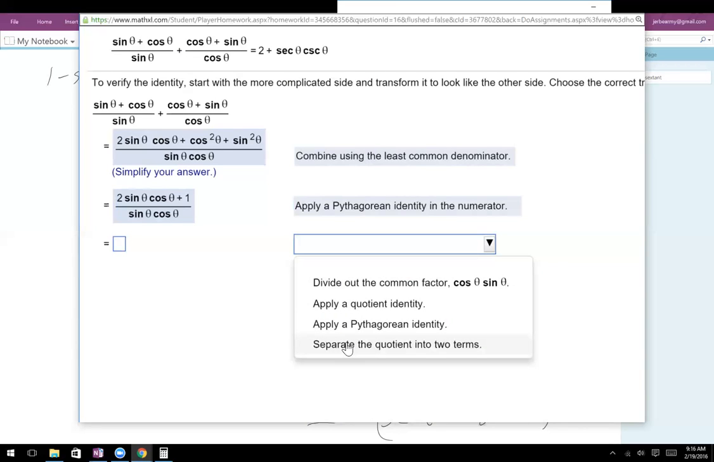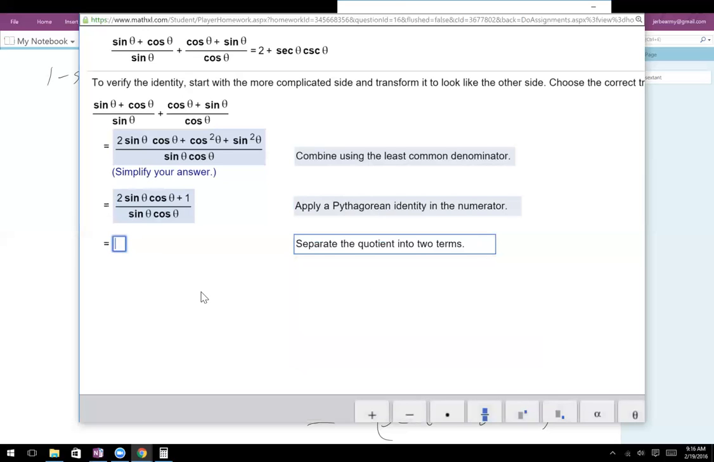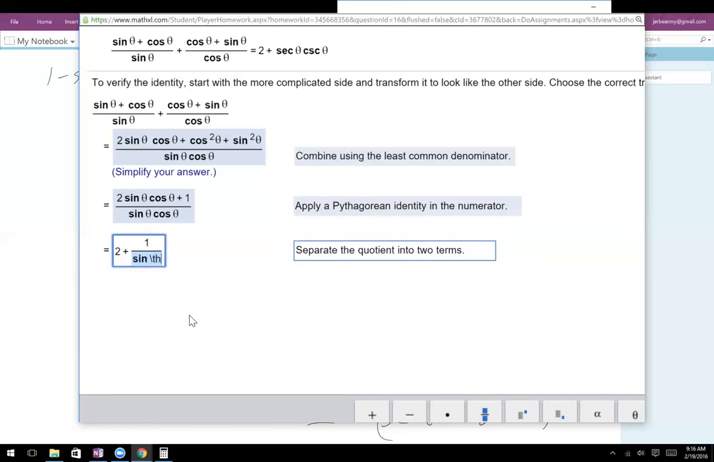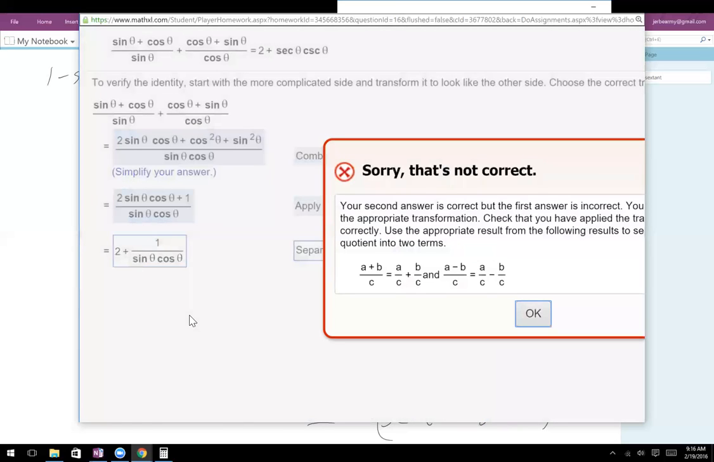Now we're going to separate the quotient into 2 terms, which is what I wanted to do first, but they're making me wait until now. So the first one, if I split it off by itself, 2 sine cosine over sine cosine is just 2. And then the second one by itself is 1 over sine cosine. I see it. Oh, you got it wrong.